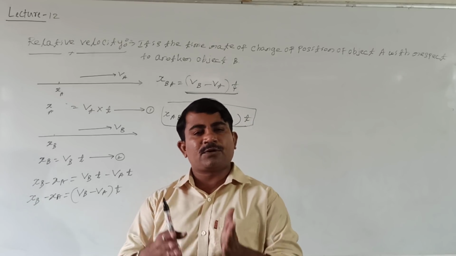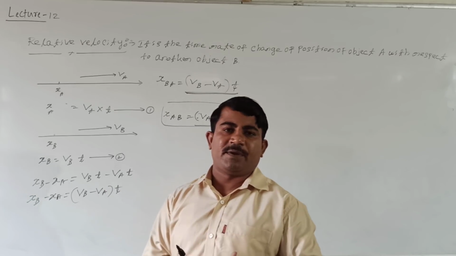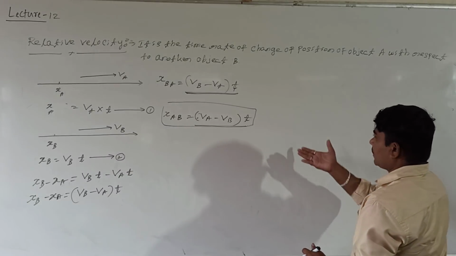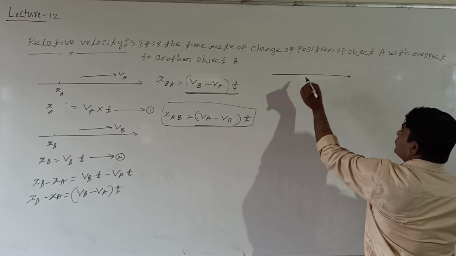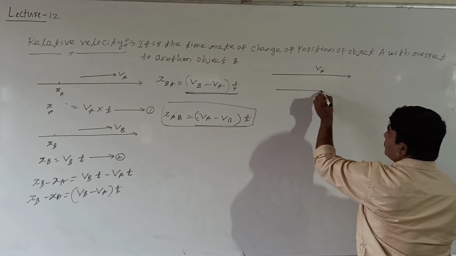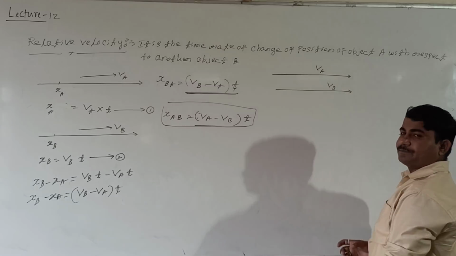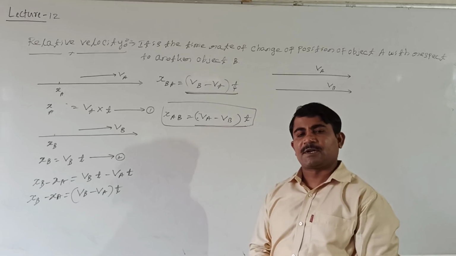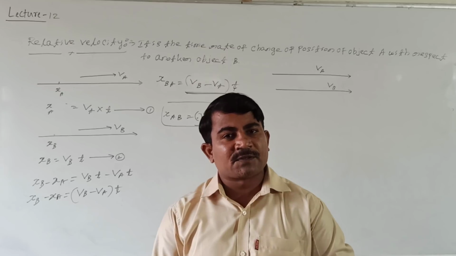So let us consider two bodies moving in the same direction with velocity Vk and velocity Vp. How to represent the relative velocities here? Consider this is the object. This object is moving with the velocity Vk. Then this object is moving with the velocity Vp. Consider Vk greater than Vp or Vp greater than Vk. Here, how to represent relative velocity? In what way are we defining relative velocity?